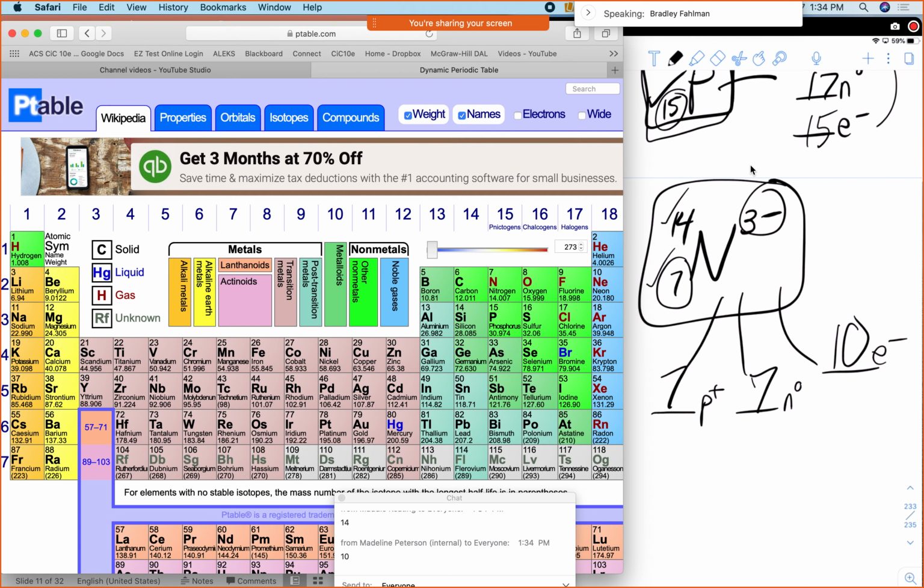And then positive charges would have 1 fewer. Calcium 2 plus, that would have 2 fewer electrons than protons.